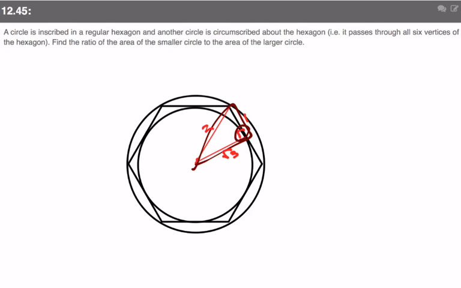Because this is a 90-degree angle, as you can see, this will be a 30-degree angle, because in a hexagon, the central angle would have been 60, but half of that, therefore, becomes 30 degrees. So we have 30, 60, 90 in the ratio of 1, radical 3, and 2. That means the ratio of the radii is radical 3 to 2, but the ratio of the areas is 3 to 4, therefore.